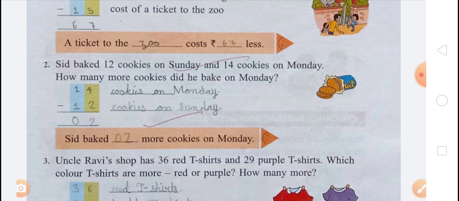12 is the cookies baked on Sunday and 14 is the cookies baked on Monday. When we subtract 12 from 14, 4 ones minus 2 ones is 2 ones, and 1 ten minus 1 ten is 0 tens. So the answer is 2. Sid baked 2 more cookies on Monday.